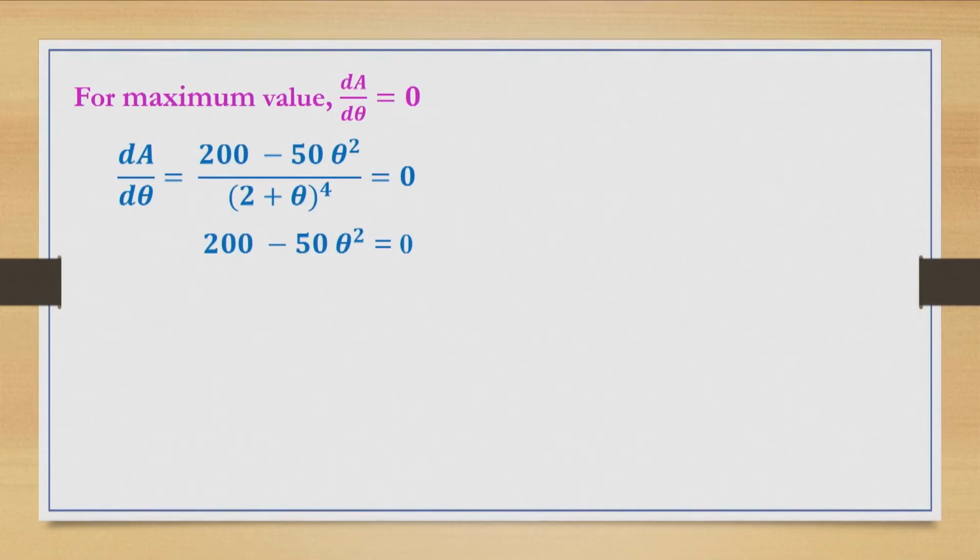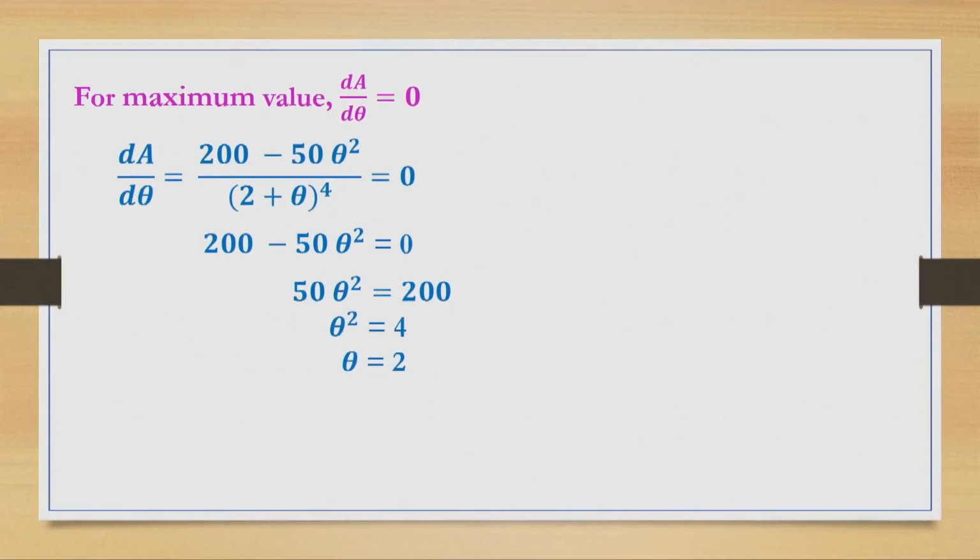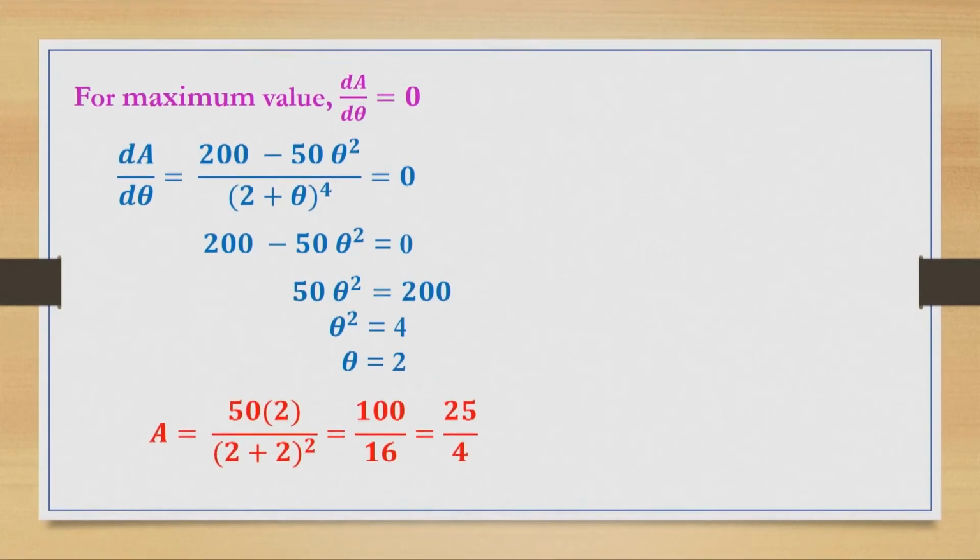This will give me 200 minus 50 theta square equal to 0. So 50 theta square equal to 200. Theta square will be equal to 4. Therefore, theta will be equal to 2. Now I replace the value of theta into the expression obtained for A. So A will be equal to 25 over 4. This is the maximum value of A.